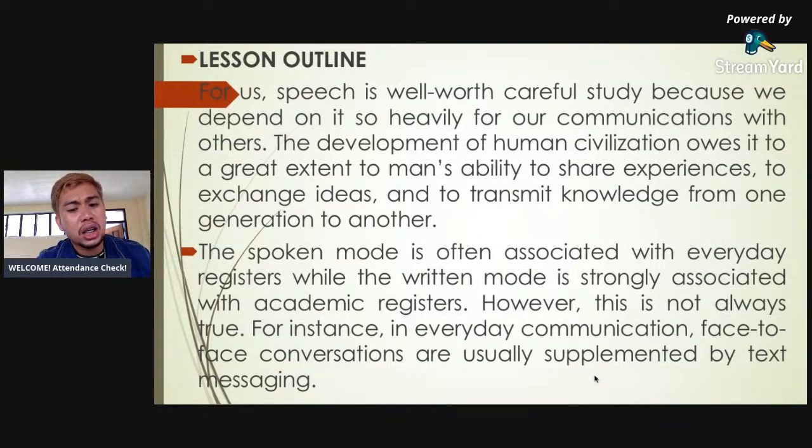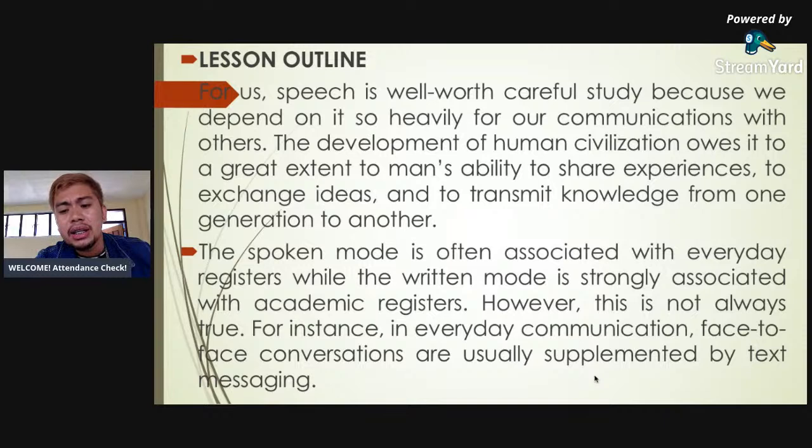The spoken mode is often associated with everyday registers, while the written mode is strongly associated with academic registers. Now, what's the difference between spoken mode and written mode? Spoken mode is the words we utter every day, your greetings. And written mode is about academic registers, like how you respond to the activities of your teacher, how you answer questions. That's academic registers. Whereas spoken mode naman, ito yung mga very casual natin na ginagawa there, like simply greeting our friends, mothers, or fellows. Take down notes of that.